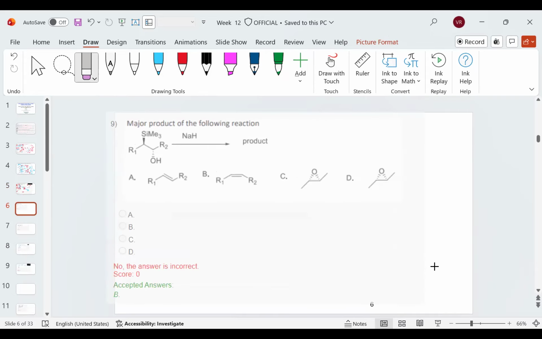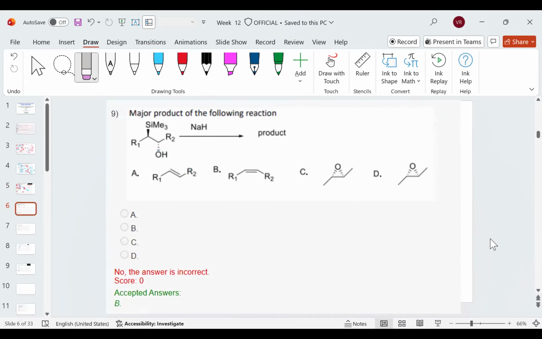So we have here the sodium hydride treated with this alcohol. What happened in presence of the sodium hydride? It will be O negative, right? Now, if you look closely at this silicon, SiMe3, this is the example of E2 elimination reaction.